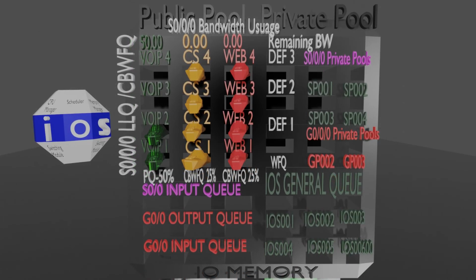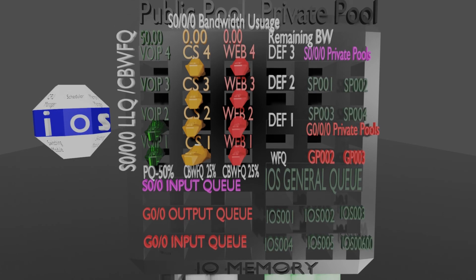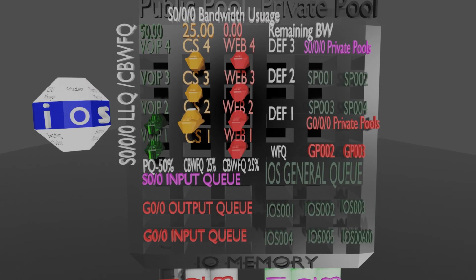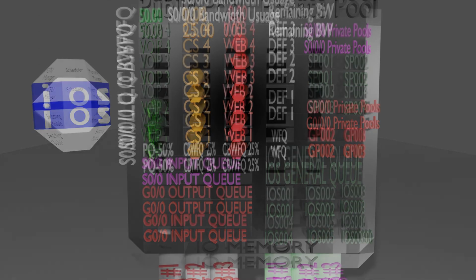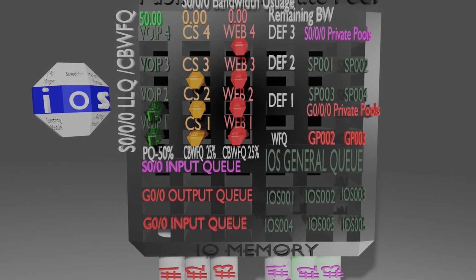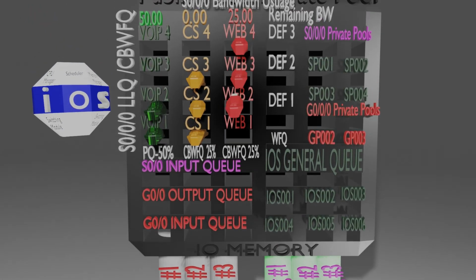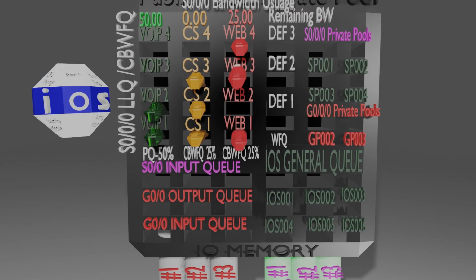In this example, the call signaling class is serviced next. Notice how the bandwidth usage clock counts up to 25% because the class-based weighted fair queues can have up to their allowed bandwidth and more if available. The web class is next. It too is being serviced by the class-based weighted fair queuing algorithm and can use up to 25% of the interface's bandwidth or more if available.